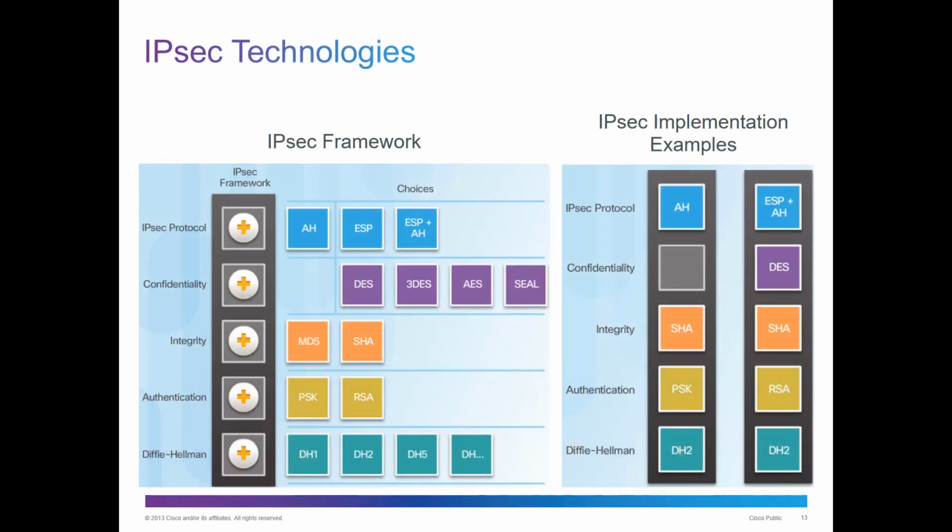Alright, so introducing IPsec. IPsec really pushes the IPsec framework, which is the protocols, confidentiality, integrity, authentication, and the appropriate DH or Diffie-Hellman group for key exchange. So for IPsec protocol, we have things like AH, ESP, and a combination of the two. For confidentiality, we have encryption types. For integrity, we have hashing. For authentication, we have things like pre-shared key. And for Diffie-Hellman, we have DH groups. We're going to explain these in a few slides, so just bear with me.